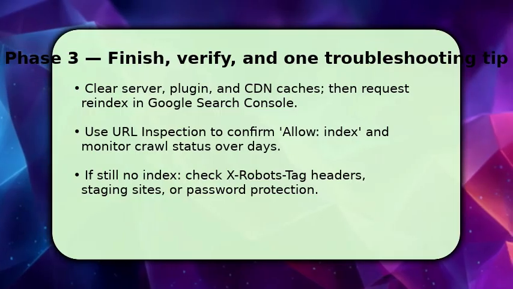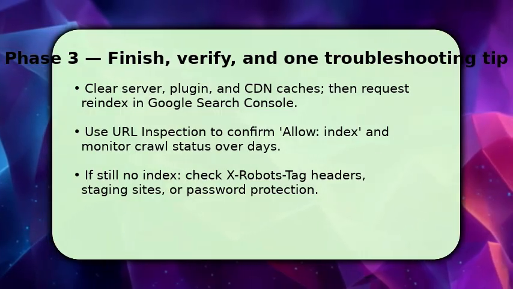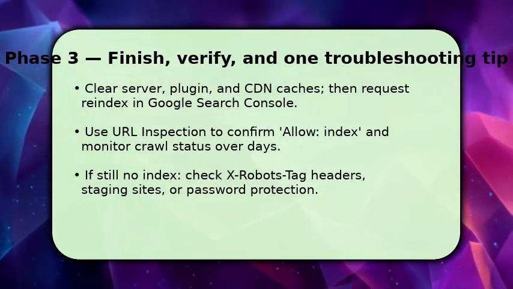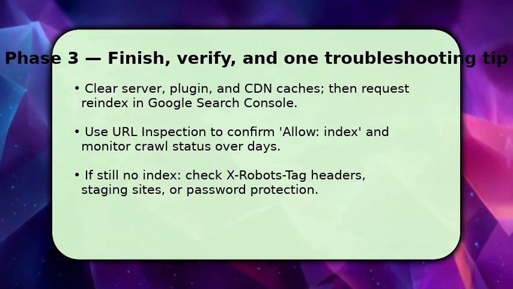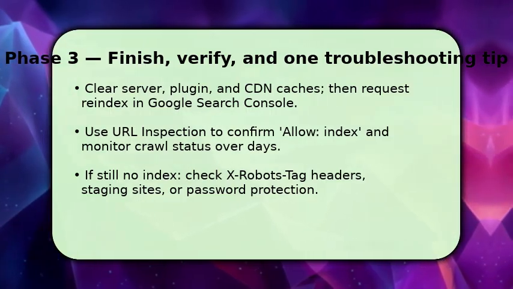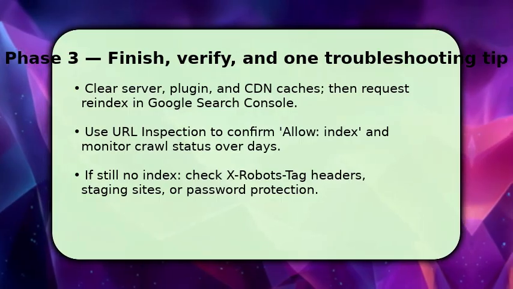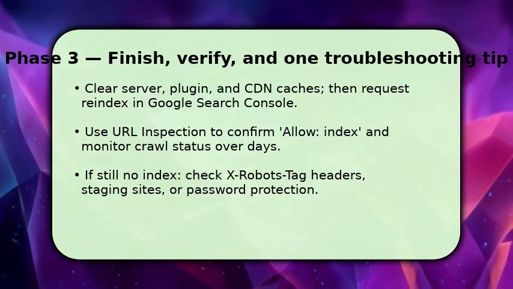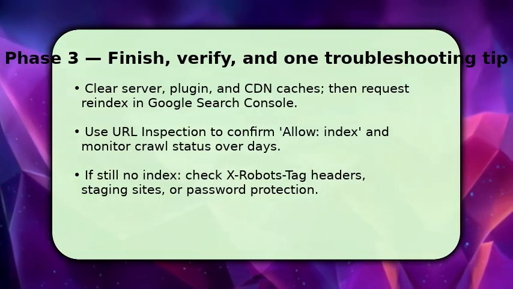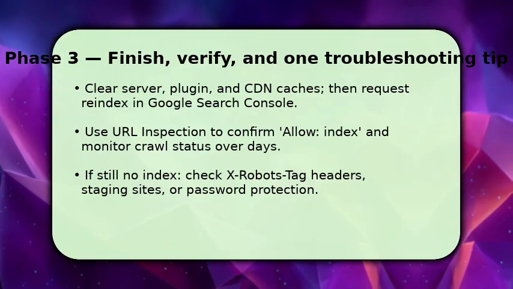Finish by clearing every cache layer: plugin, server, and CDN, so changes propagate. Then, in Google Search Console, request indexing with URL Inspection and watch the live test to confirm the meta robots value reads allow, not noindex. Monitor for a few days because crawlers may take time.